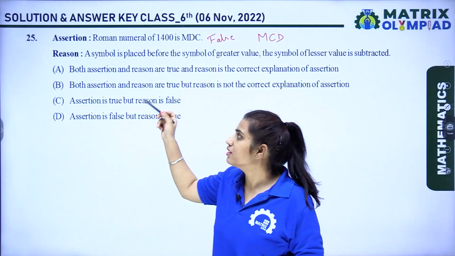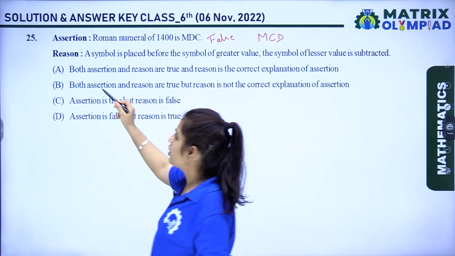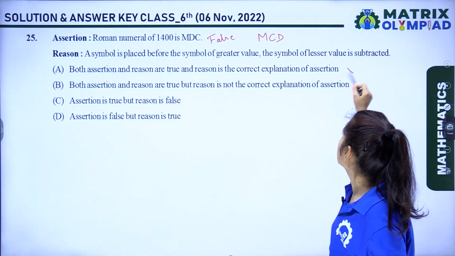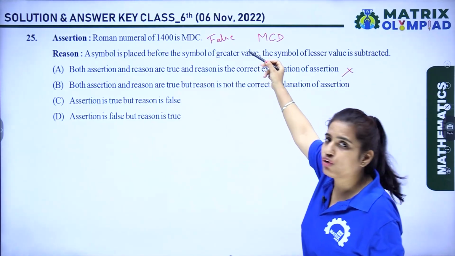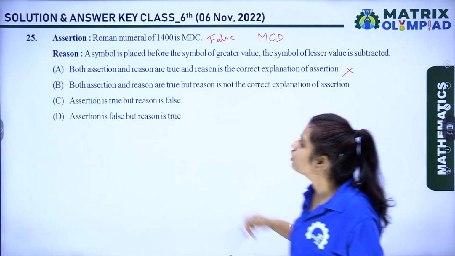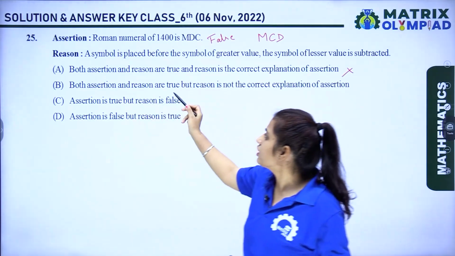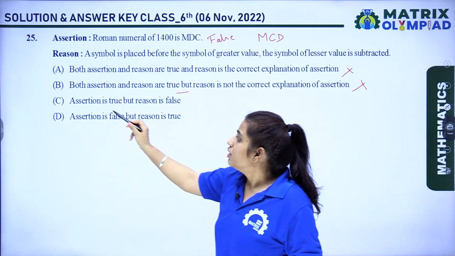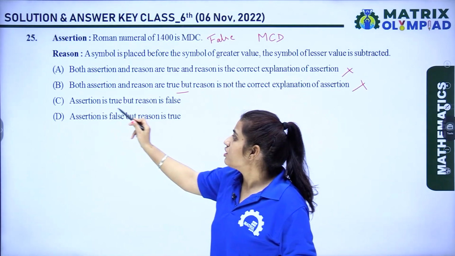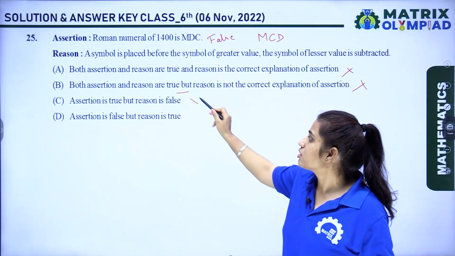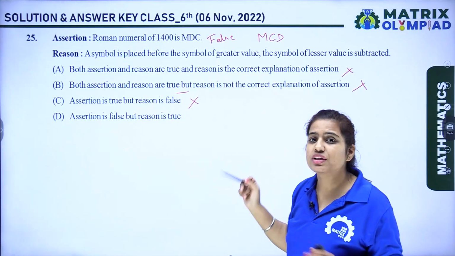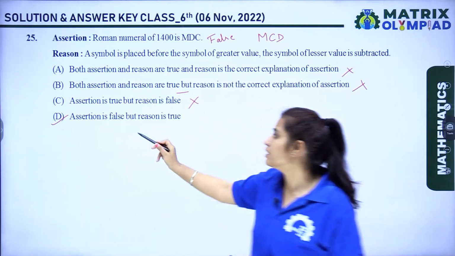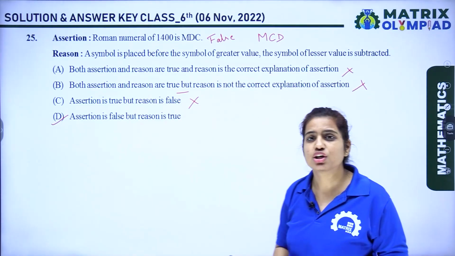So let's check the options. Option A is both assertion and reason are true. This statement is wrong, as the assertion is false and the reason is true. Second is both assertion and reason are true. No, this statement is also not correct. Option C is assertion is true but the reason is false. No, the assertion is false but the reason is true. So option D is the correct answer, as the assertion is false but the reason is true.